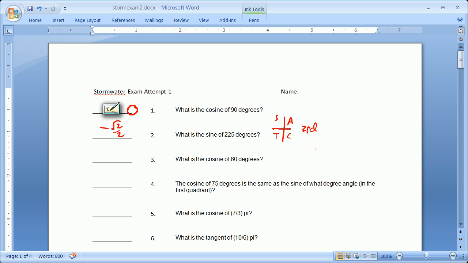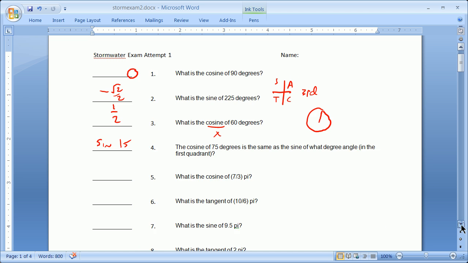The cosine of 60 degrees. The cosine is the x value. It's steeper than 45, and so, as you know, those values emerge, it's 1/2, because the cosine is the x value. The cosine of 75 is the same as the sine of 15.